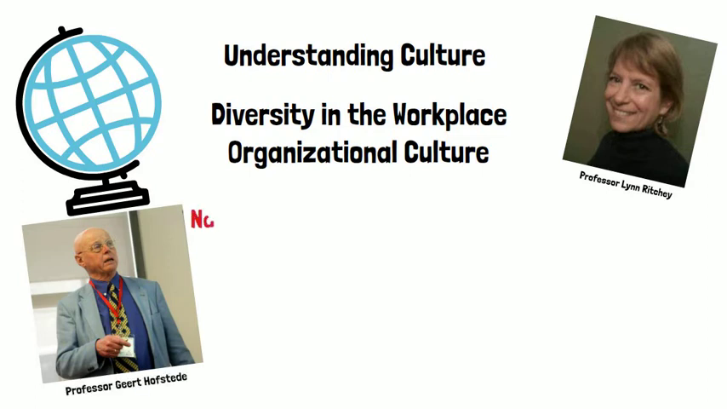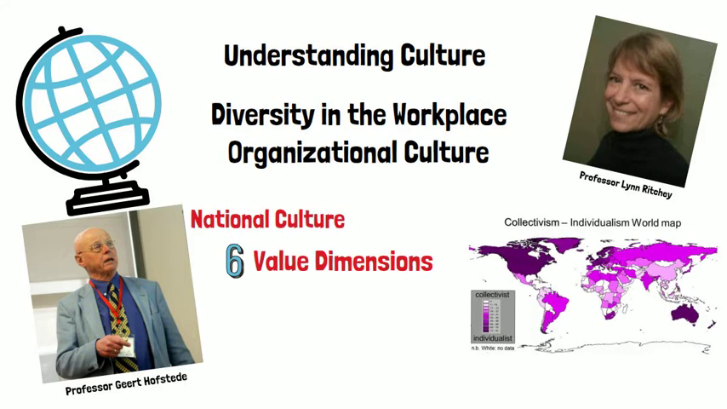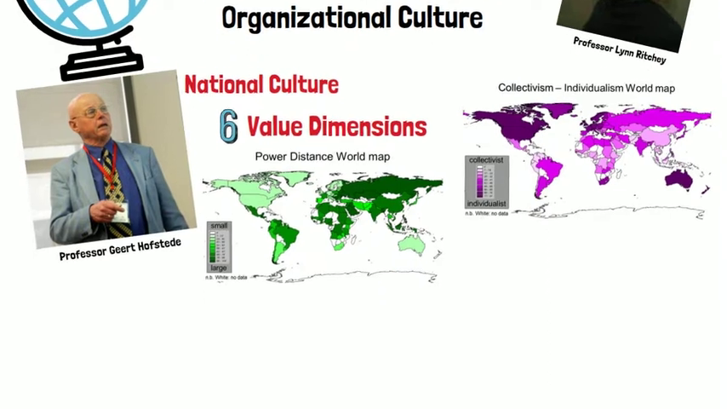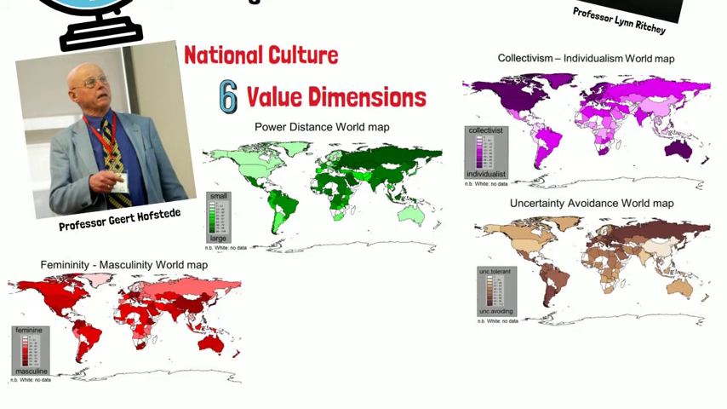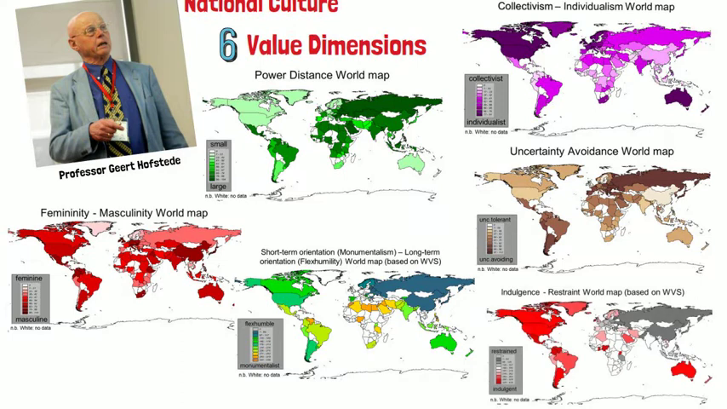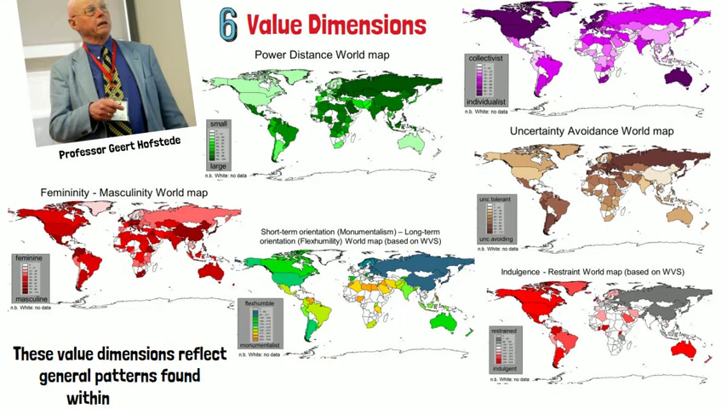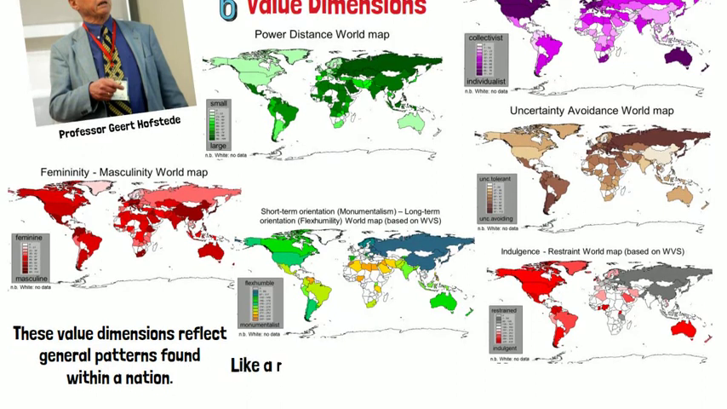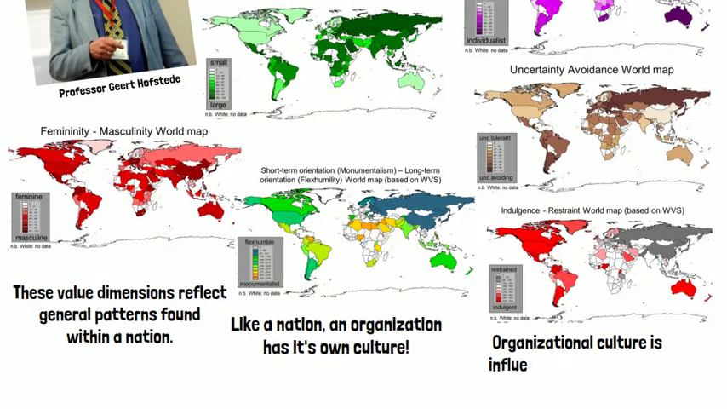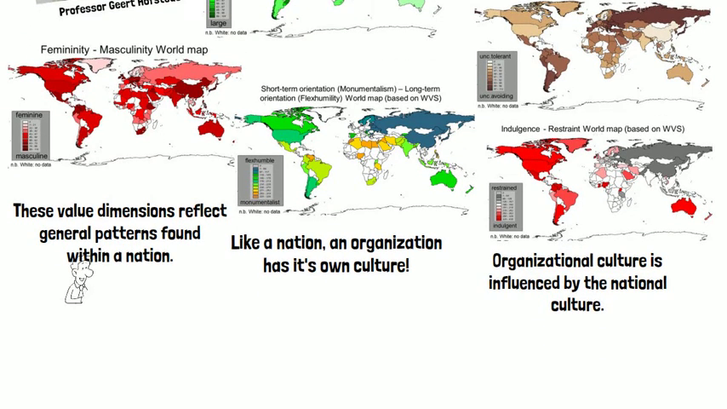In our last video, we looked at Hofstede's idea of national culture and the six value dimensions. That was collectivism, individualism, power distance, masculinity, uncertainty avoidance, long-term orientation, and indulgence. Remember, these value dimensions reflect general patterns found within a nation. And like a nation, an organization has its own culture. And our organization cultures can be influenced by our national cultures.